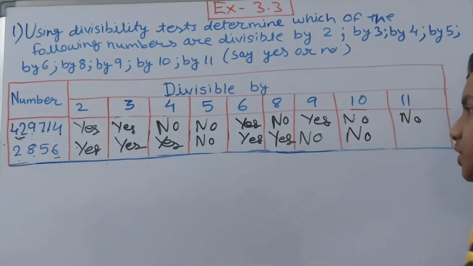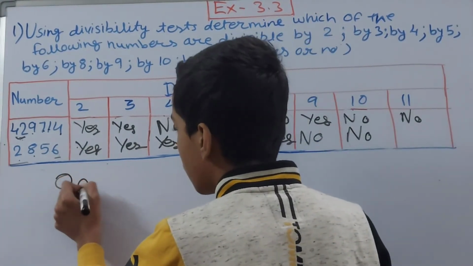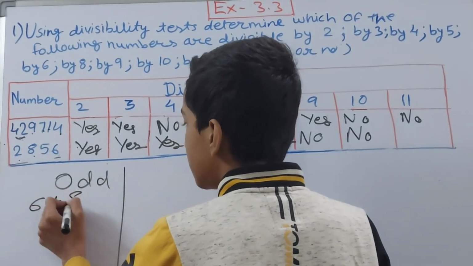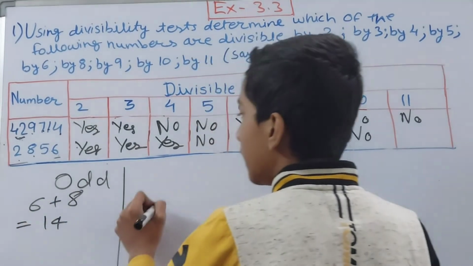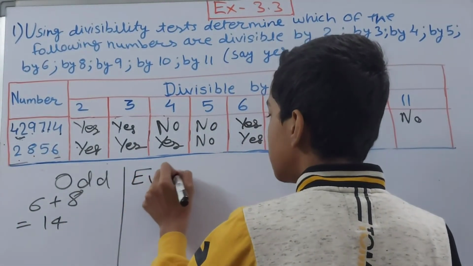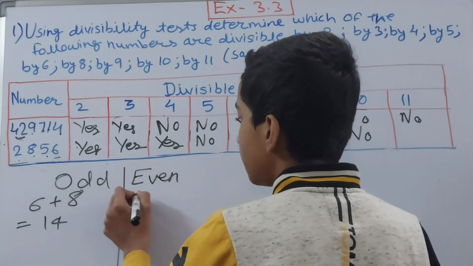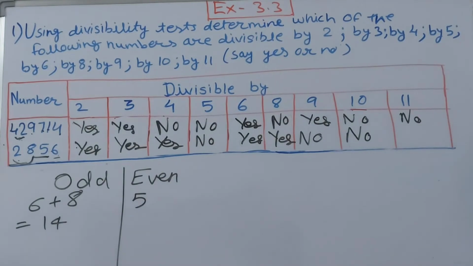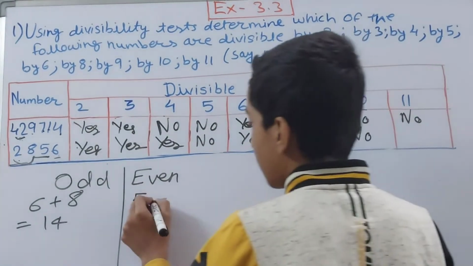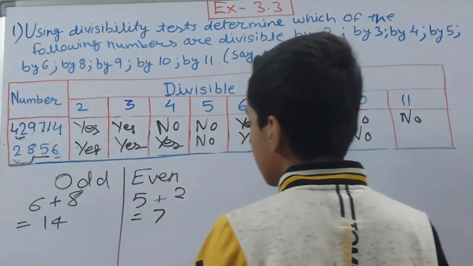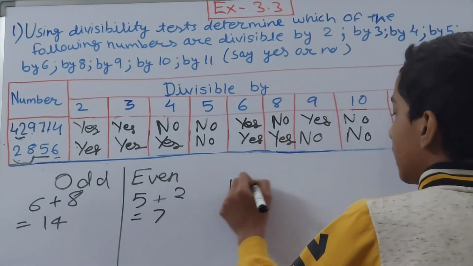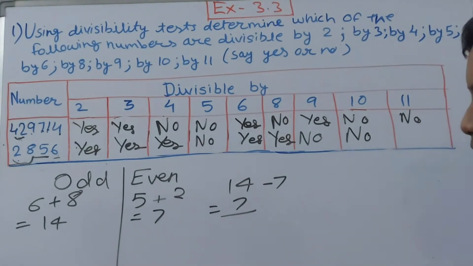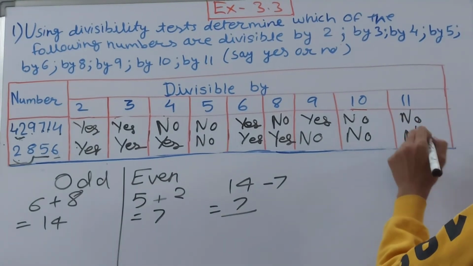For 11, see the digits at the odd places first. We have 6 at one's place plus 8 at tens place, so you get 14 here. At the even places, you start from the tens place. We have 5. Skip one place, which is the hundreds place, and you land at the thousands place. We have 2 here. 5 plus 2 is going to be 7. So 14 minus 7 is going to be 7, which is not a multiple of 11, as you know. So this number will also not be divisible by 11.